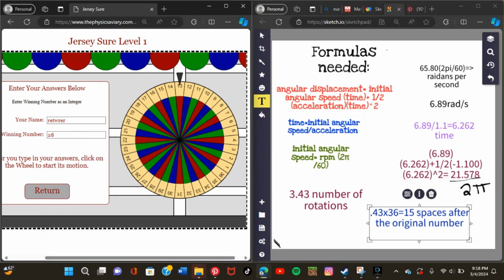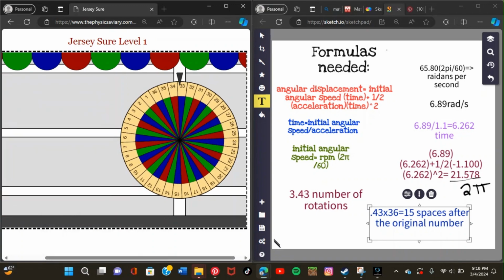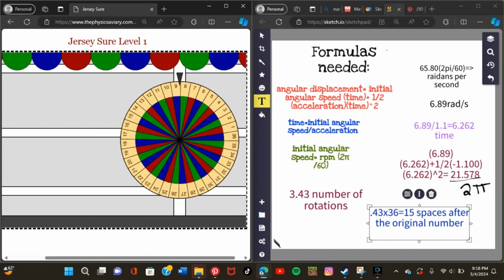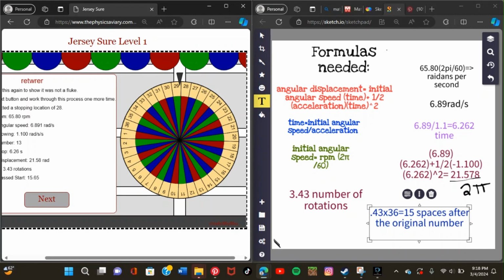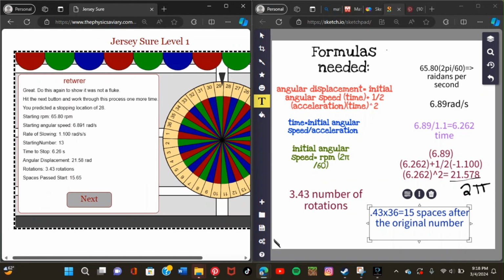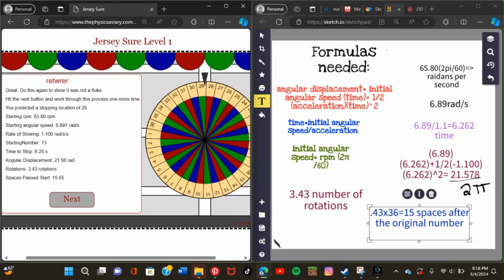So we're gonna do this. Put the number 28 in, click the wheel, and we get our number. It's pretty close. It doesn't matter if you get it right on the number or not, because it will still accept it. And that's how you find it.